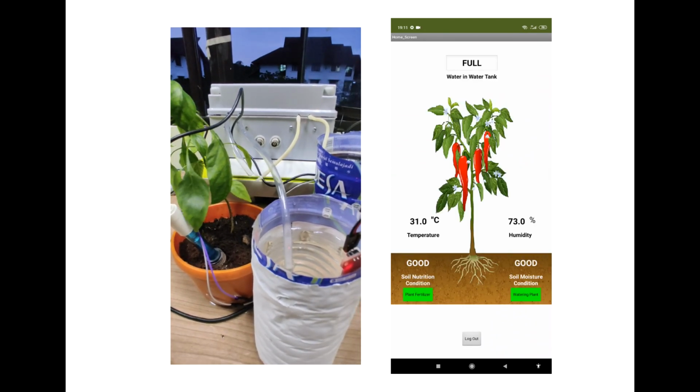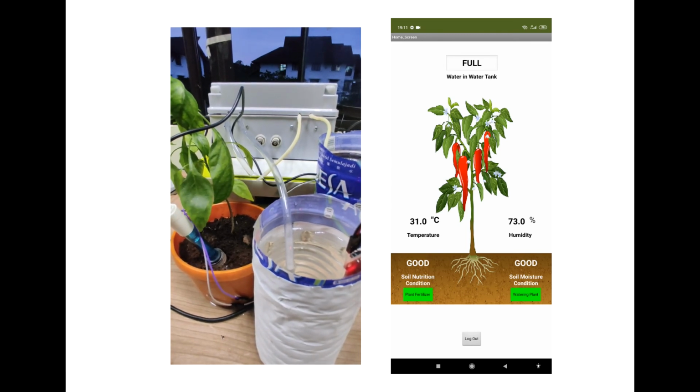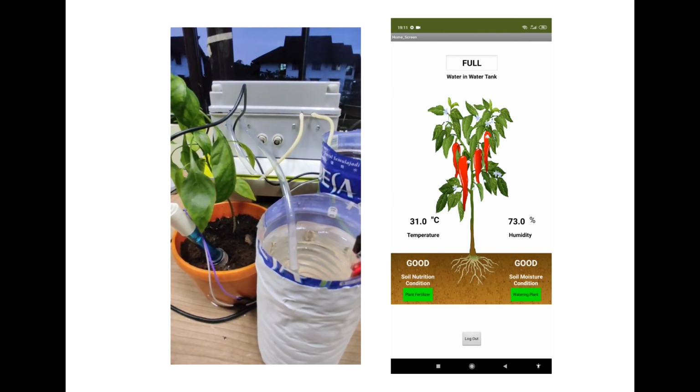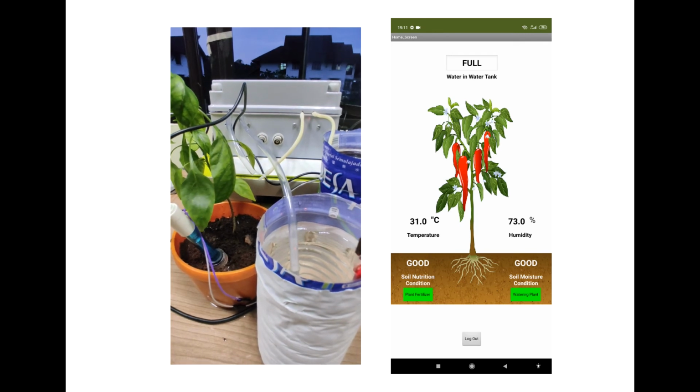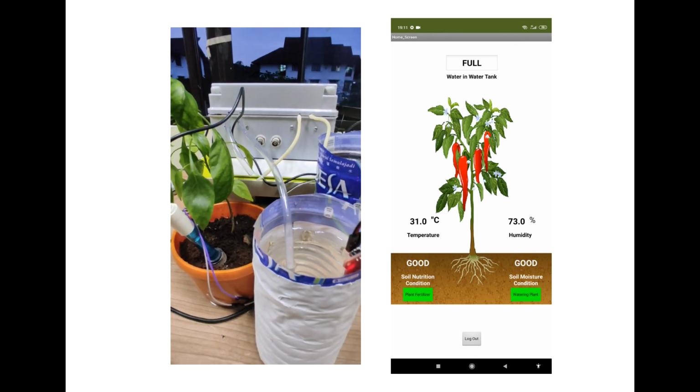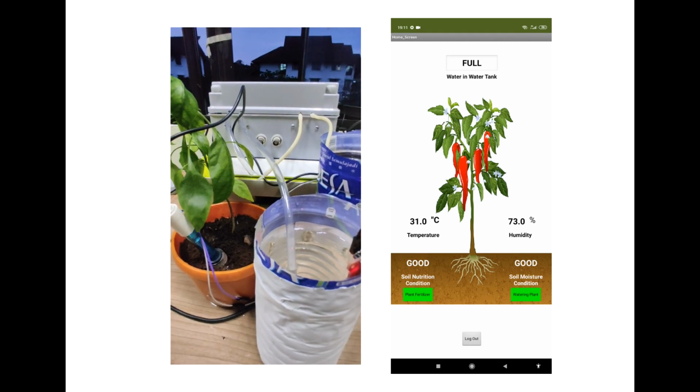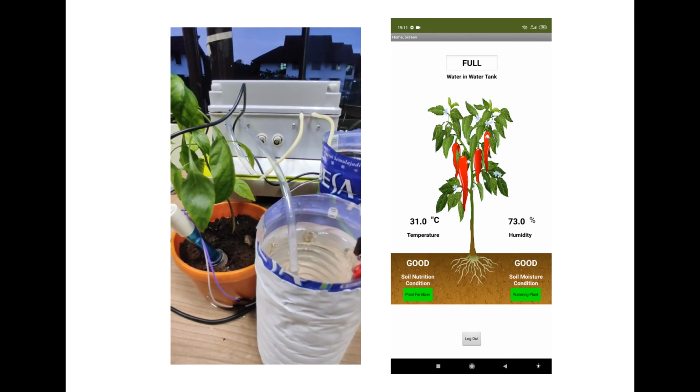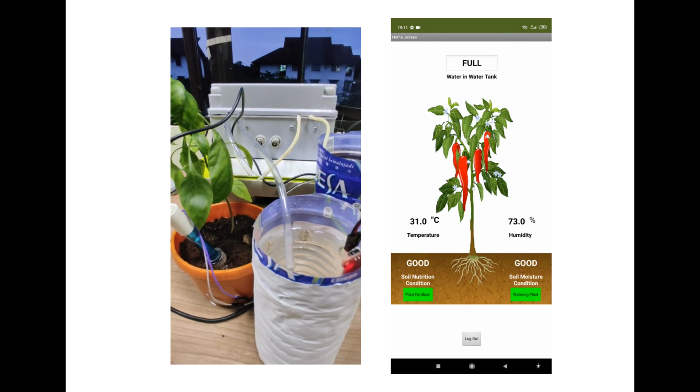As you can see, there are 5 data points that we have. Water in water tank is the water capacity inside the water tank. We have temperature, humidity, soil nutrition condition and soil moisture condition. We also have 2 control buttons, which are the green ones. This button is for plant fertilizer on the left hand side and watering plant on the right hand side.